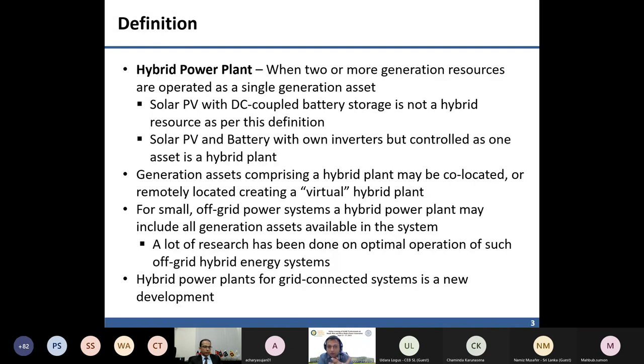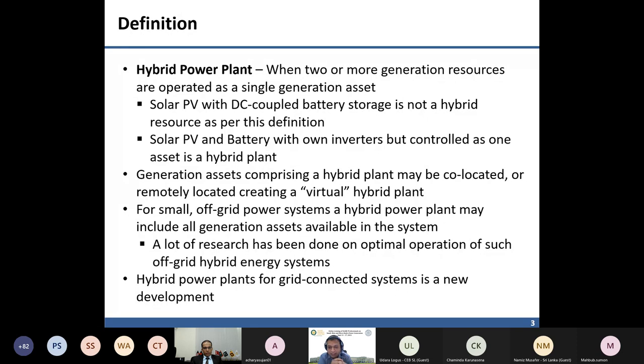By this definition, if you have a solar PV plant, let's say, that is DC coupled to battery storage, then you would not call it a hybrid power plant because the battery by itself cannot connect to the grid and provide power. On the other hand, if you have solar PV generation and a battery generator with their own inverters, and you control them as a single asset, that's when you would call it a hybrid plant. To get into further details, a hybrid plant may comprise co-located generation assets, or remotely located generation assets, in which case you might also call them a virtual hybrid power plant, but you would still control those two assets as a single entity.